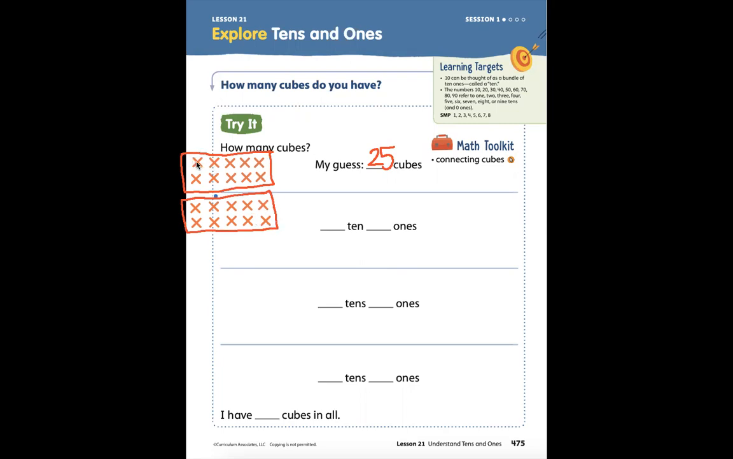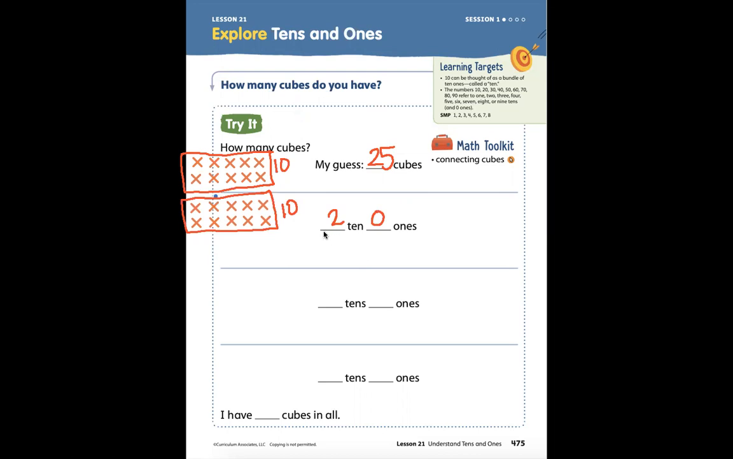Well, I have what is in this 10 frame? Right, I have one group of 10 here, and I have how many groups of 10 here? Right, I have a second group of 10 here. So I can say that I have 2 10s and I have 0 extra ones.